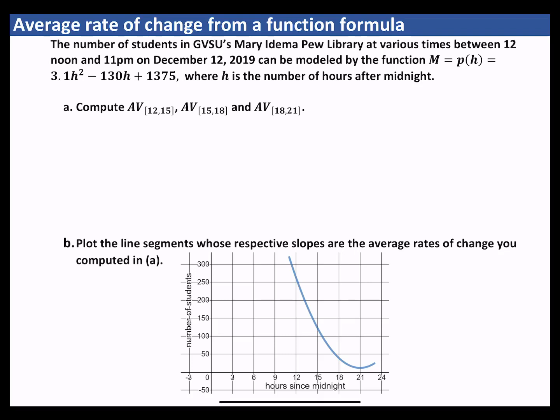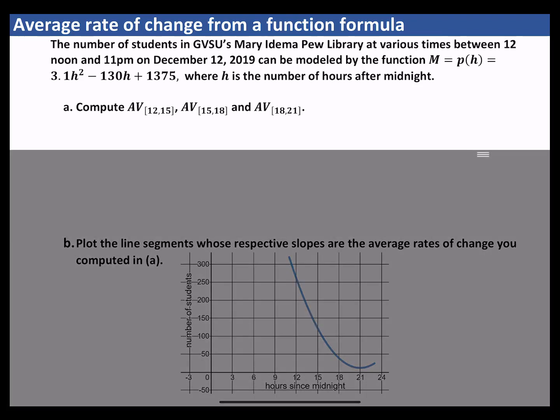So we're going to compute the average rate of change on the interval 12 to 15, and then 15 to 18, and 18 to 21. So the average rate of change from 12 to 15 means that we'll need to find the change in output, p of 15 minus p of 12, divided by the change in input, 15 minus 12.